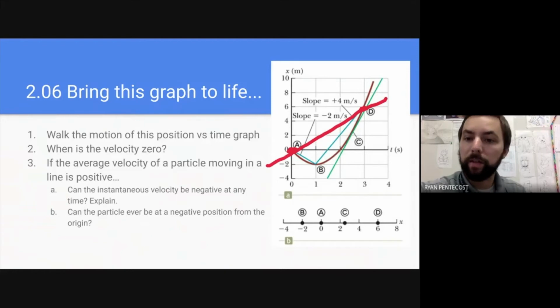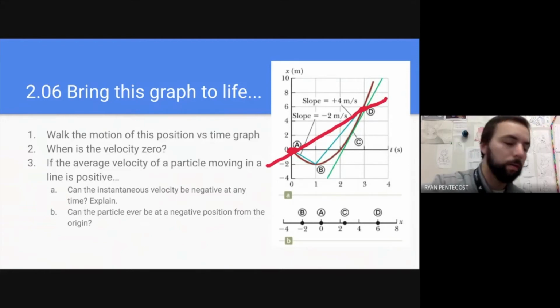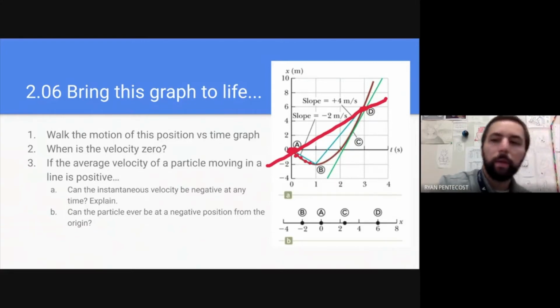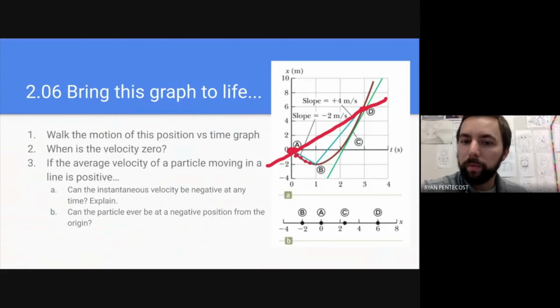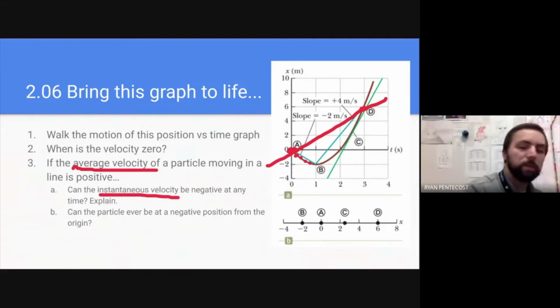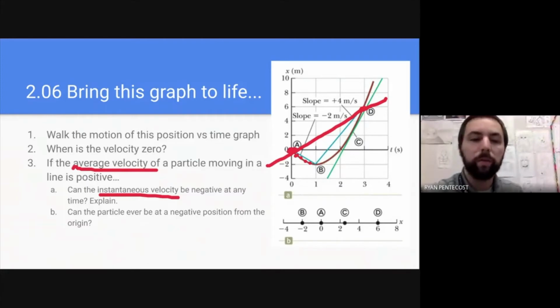Now, that is a positive slope on that line. But we can see from A to B at all of these points in here, we've got a negative slope on that parabola. So the instantaneous velocity from point A to point B appears to be negative. However, over that entire time frame, the average of the velocity is going to be positive. So now we're looking at the difference between average velocity and instantaneous velocity. And don't get those confused.